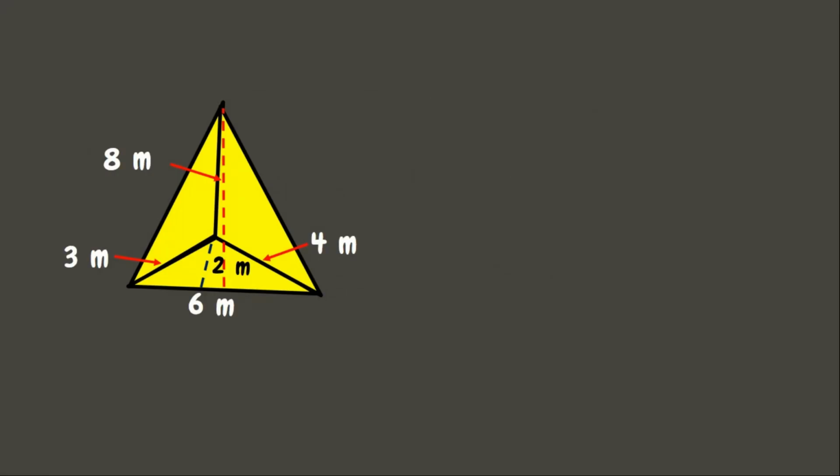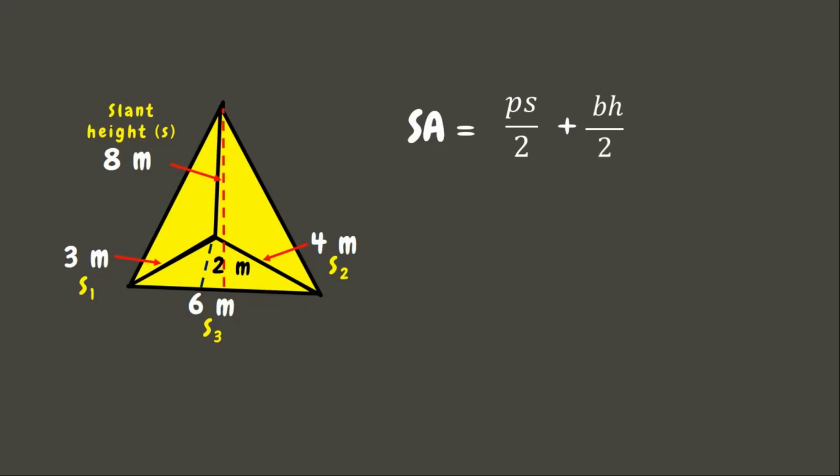Again, to get the area of a pyramid, we just simply need to add the lateral areas plus the base areas. Here, the lateral areas again would be the perimeter of the base times the slant height divided by 2. Well, for the base, since we have a triangle, that will be base times height divided by 2. First, let us get the perimeter of our base. Since we have a triangle, to get the perimeter of the base, we just simply need to add side 1, side 2, and side 3 of our base.